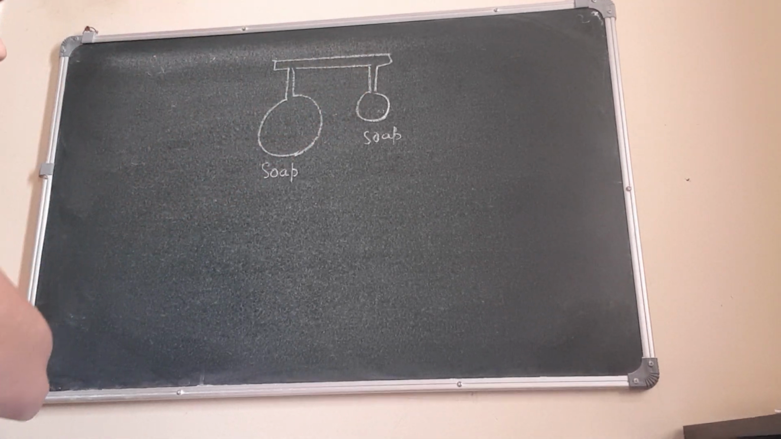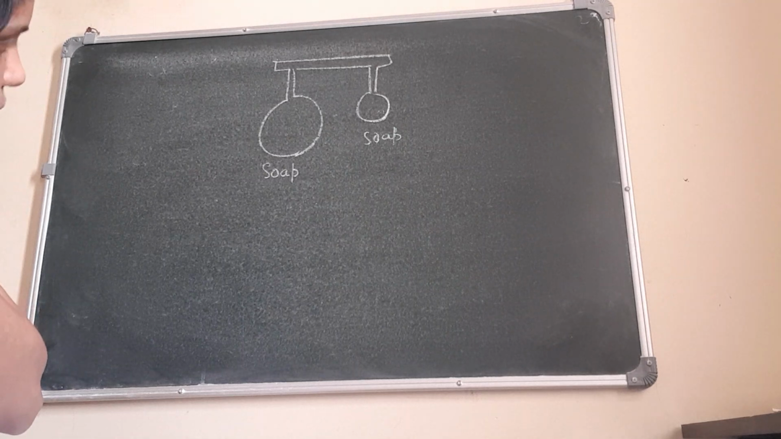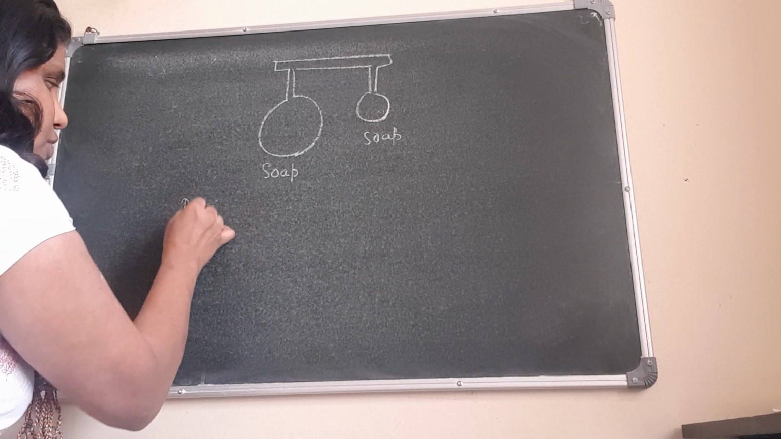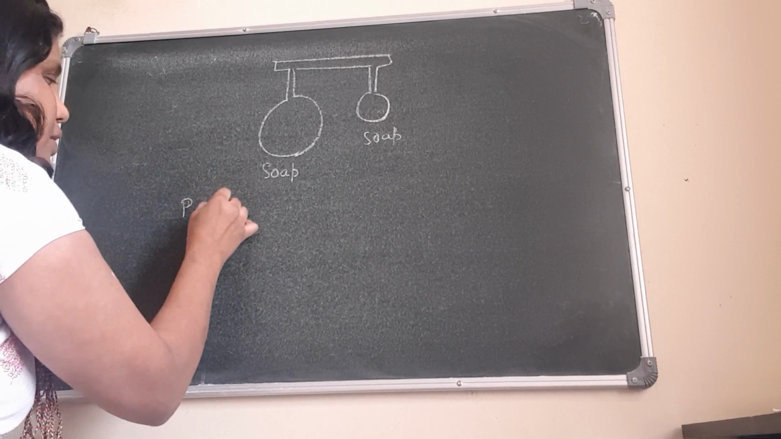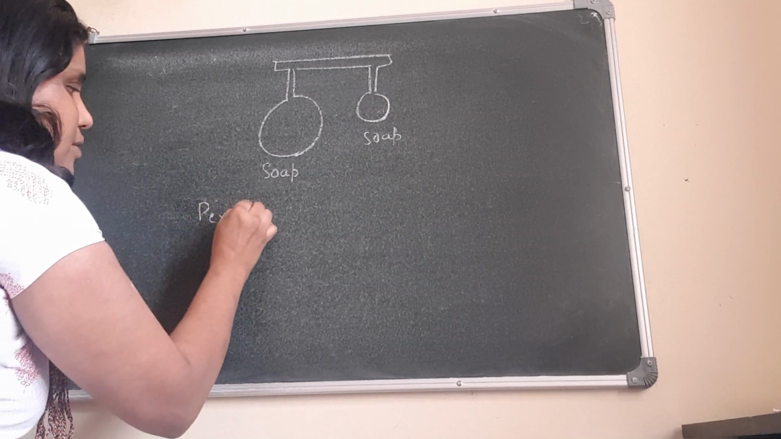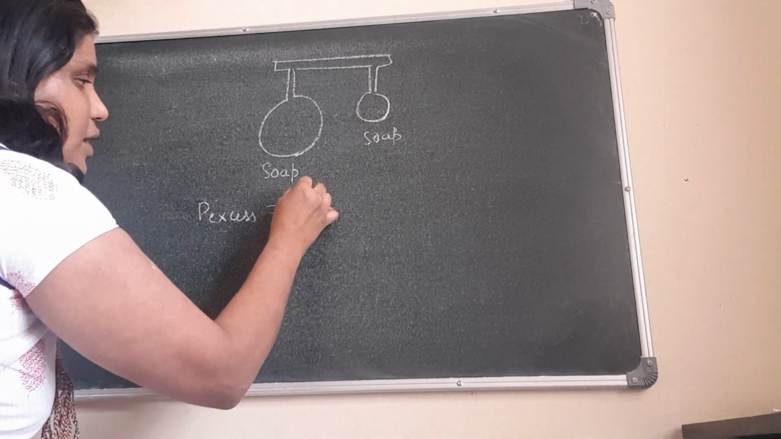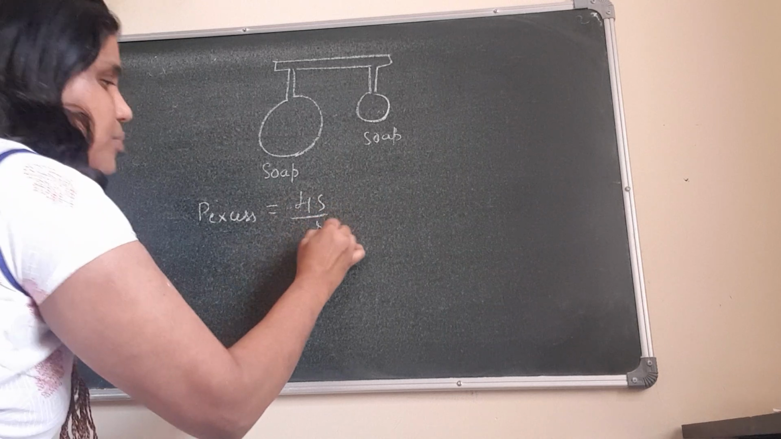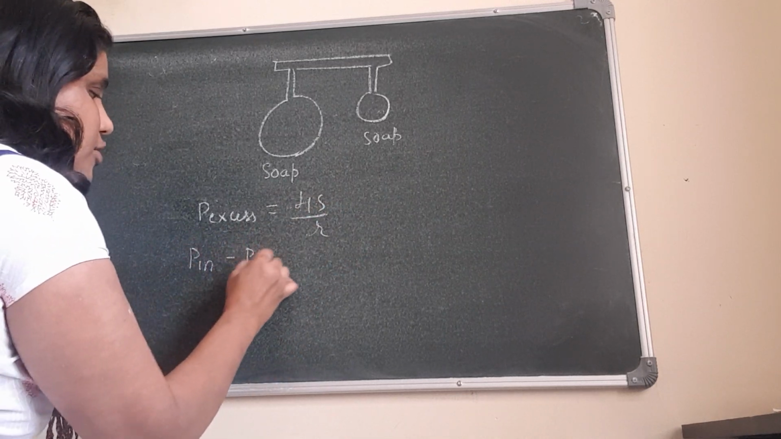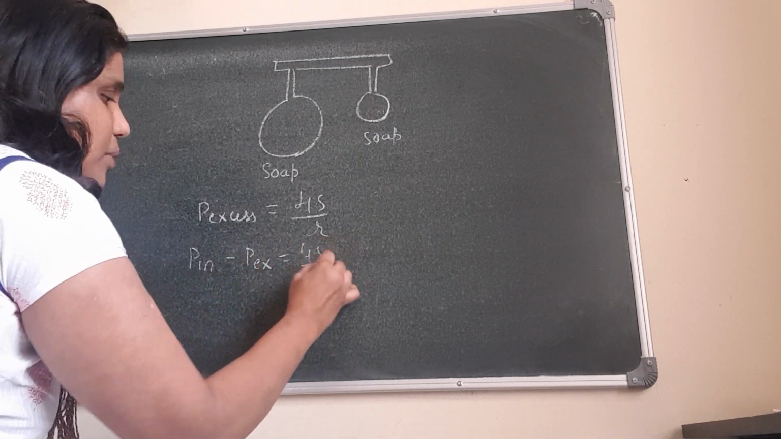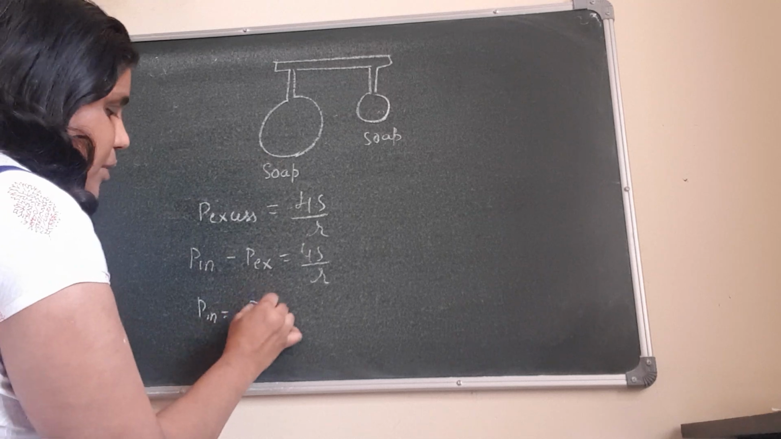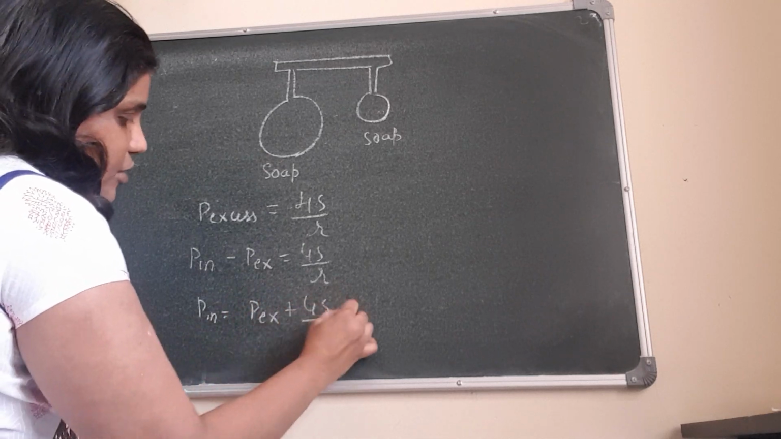What is happening in general? Let us try to understand this. Now both are soap bubbles. So what will be the pressure which is inside? Let me write it. P excess, or excess pressure, for a soap bubble is 4S by R. And what is P excess? It is P internal minus P external, that is 4S by R. Or what is the internal pressure? Pressure inside is P external plus 4S by R.